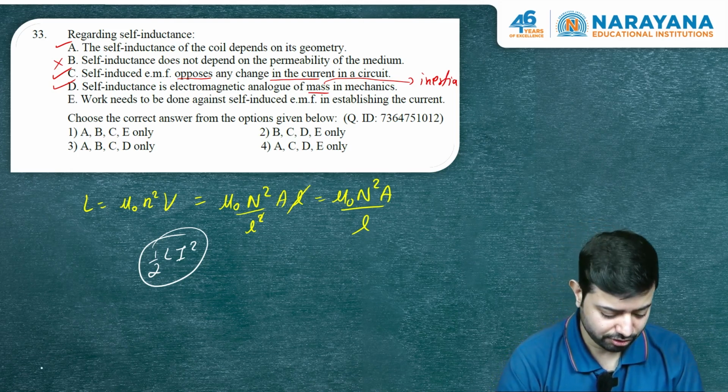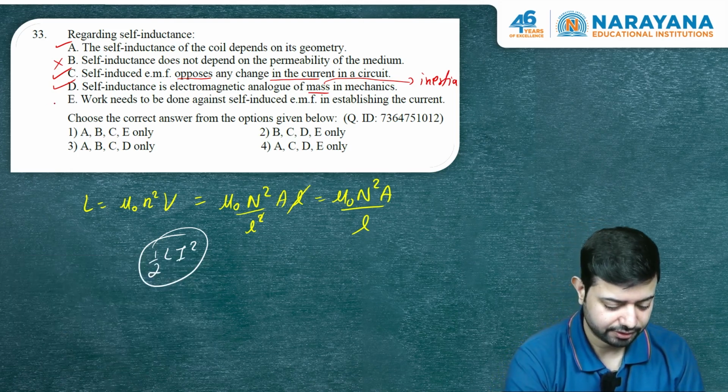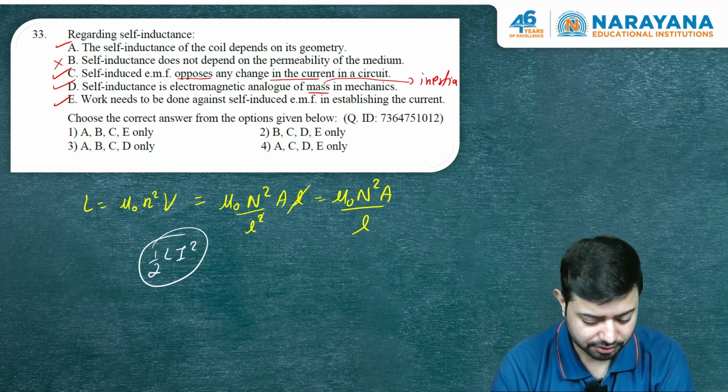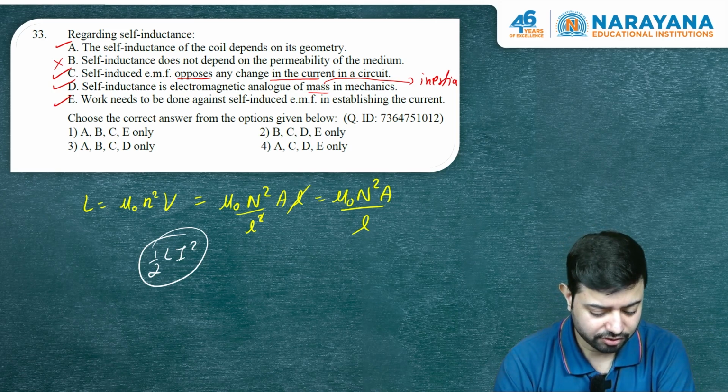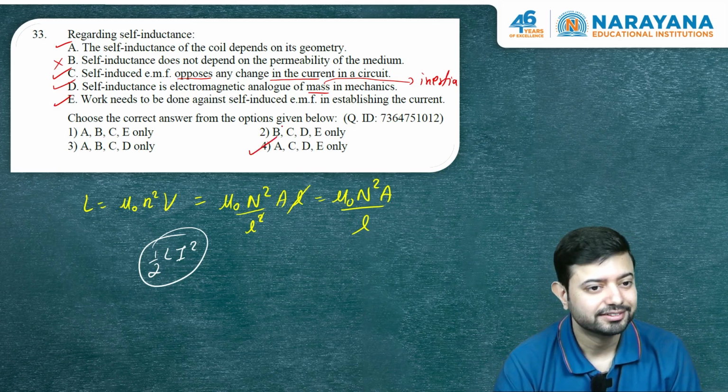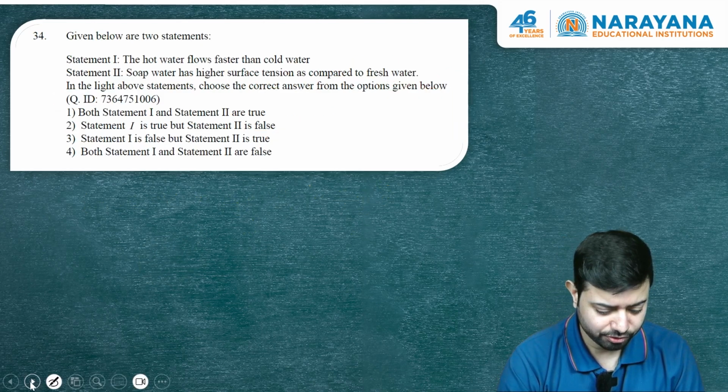Okay. So, this option is also absolutely correct, right. So, choose the correct answer from the given option. What is that? It is going to be A, C, D, E only, correct. So, this is the fourth option. I hope it is clear. Let us move to the next question.